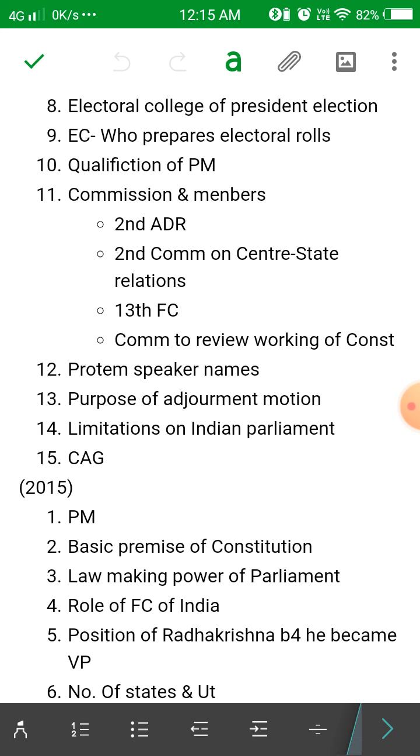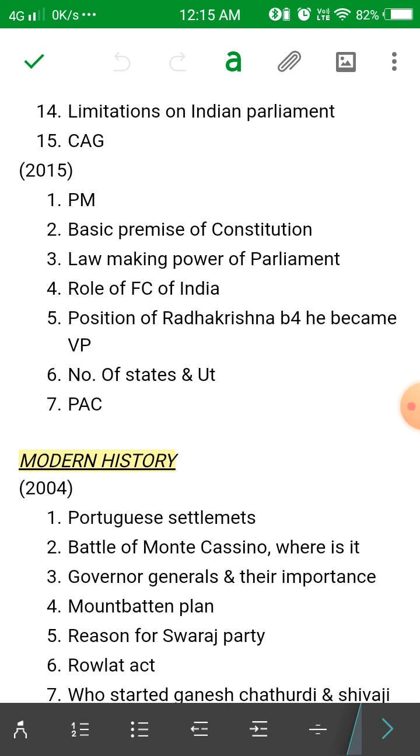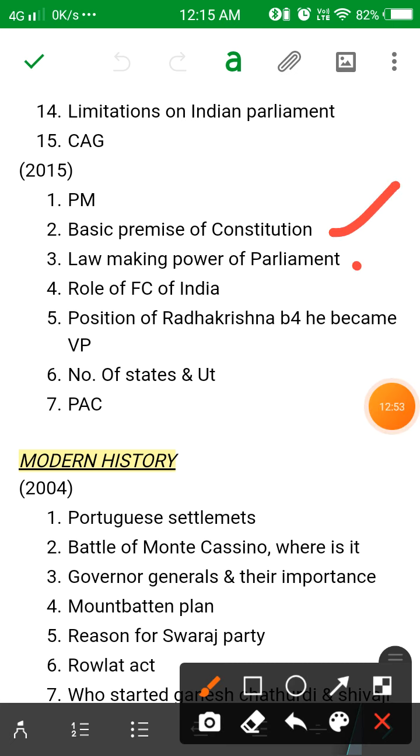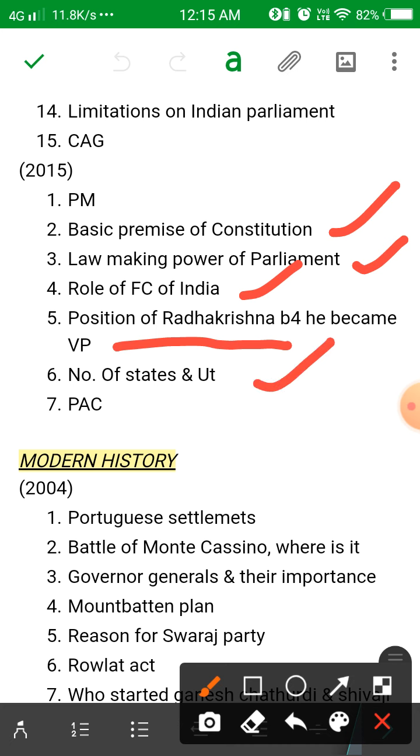Next, the questions in 2015 are with respect to Prime Minister. What is the basic premise of the constitution, lawmaking power of the parliament, role of finance commission. This was a typical one. Position of Radha Krishna, that is our vice president before he became a vice president, number of states and duties, and this is related to PAC, Public Account Committee.